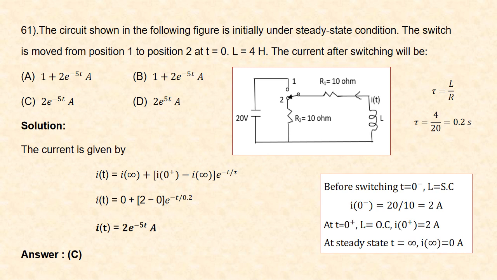Now substituting the values in the given equation, we have I of t equals 2 into e to the power minus 5t amps. Hence option C is the correct answer.